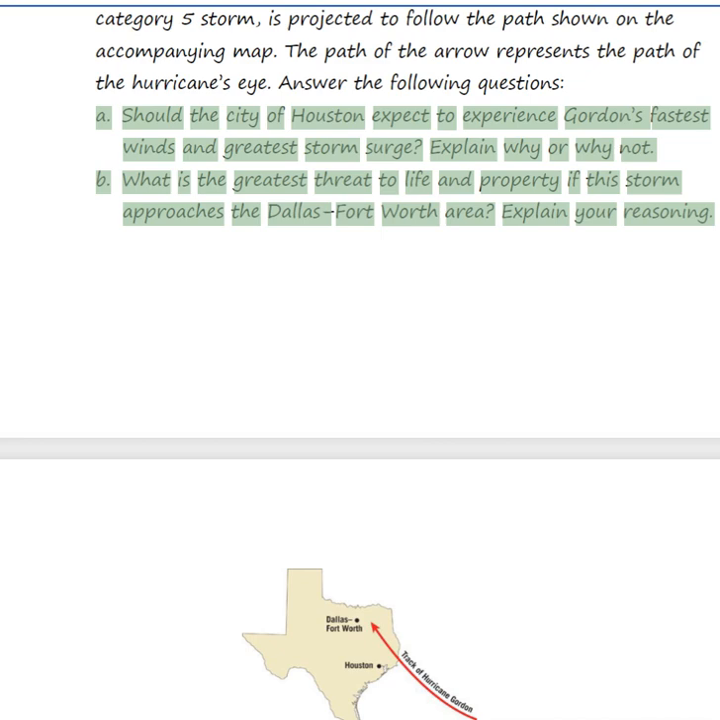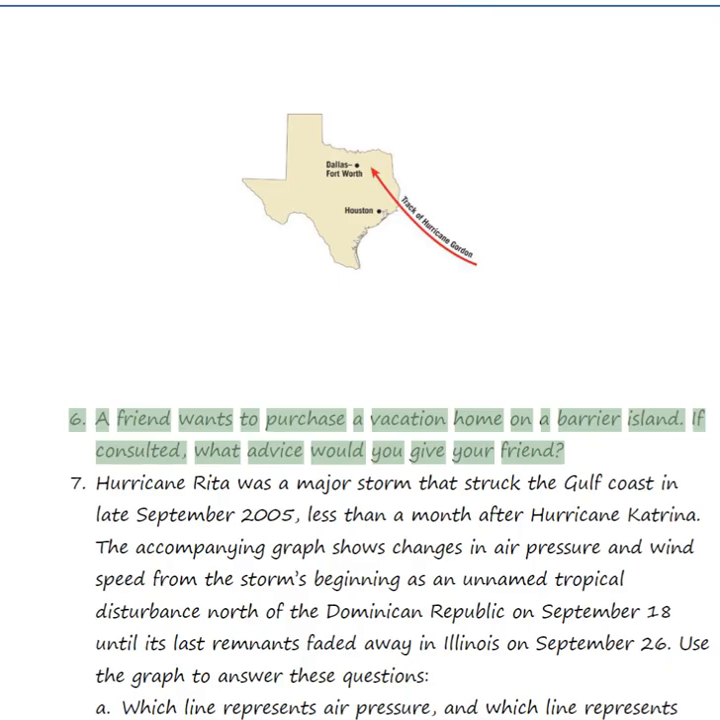B. What is the greatest threat to life and property if this storm approaches the Dallas-Fort Worth area? Explain your reasoning. 6. A friend wants to purchase a vacation home on a barrier island. If consulted, what advice would you give your friend?